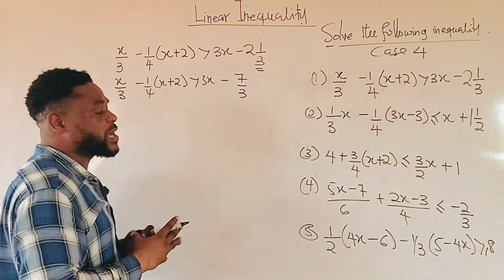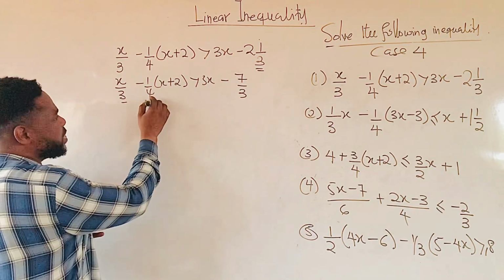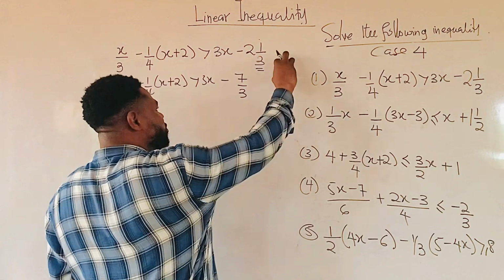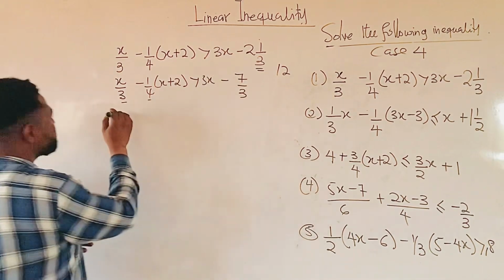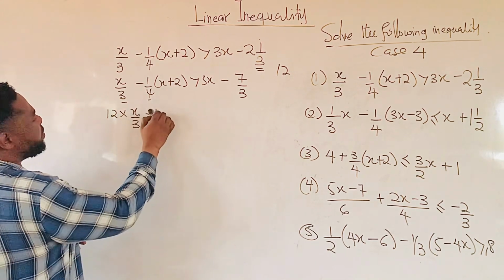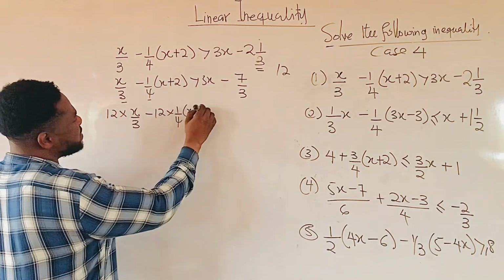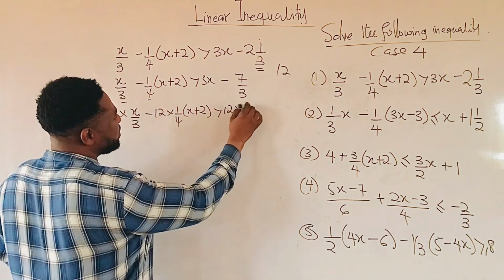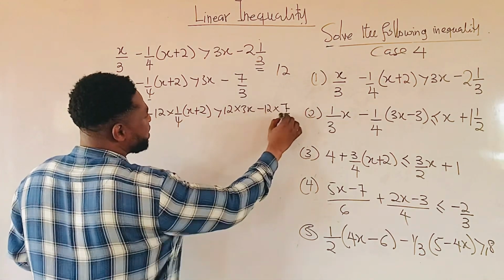At this level, we can find LCM. A number that 3 can go into, 4 can go into, and our LCM is going to be 12. We are going to use our 12 to multiply each of the terms on the board. So here we have 12 multiplying x over 3 minus 12 multiplying 1 over 4 multiplying x plus 2 greater than our 12 multiplying 3x minus 12 multiplying 7 over 3.